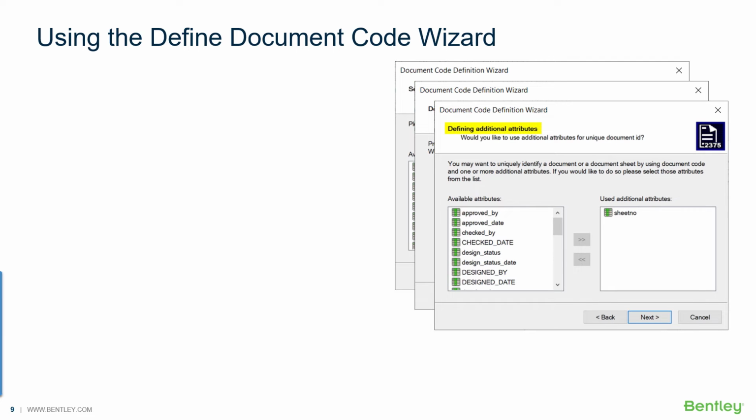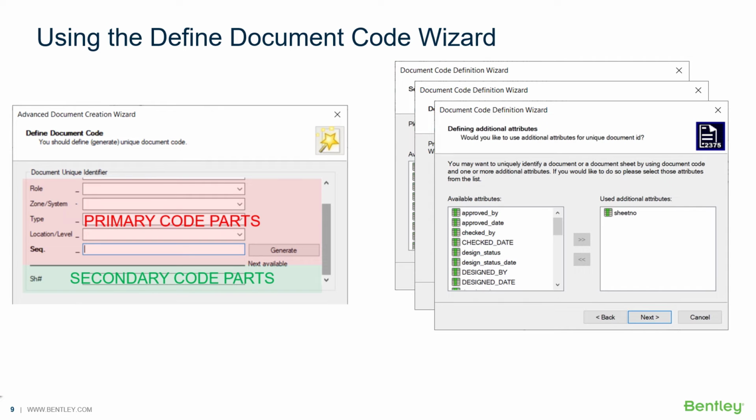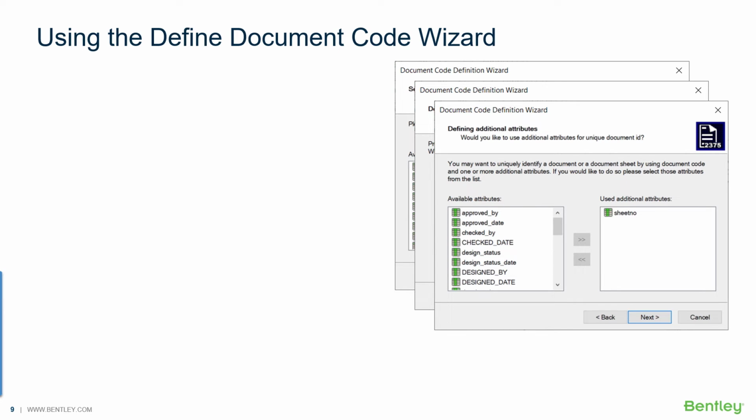The next dialog, defining additional attributes, is requesting if additional attributes should be included as secondary parts in the document code. Secondary parts are not required and are appended to the document code only if data is entered. They appear in the document creation wizard below the primary parts, separated by a thick horizontal line. If using serial numbers, they become activated for data entry after a serial number has been generated. In this course, the sheet number attribute will be used as an additional part to the document code.